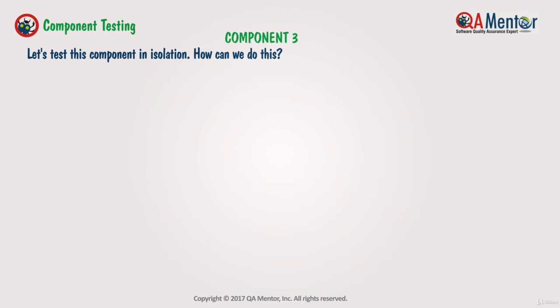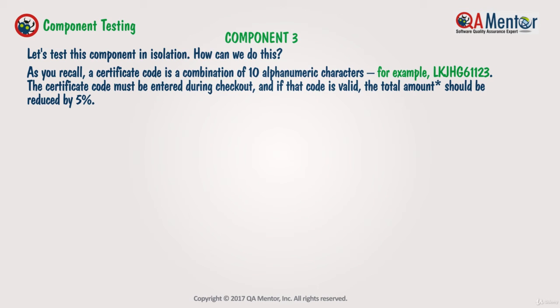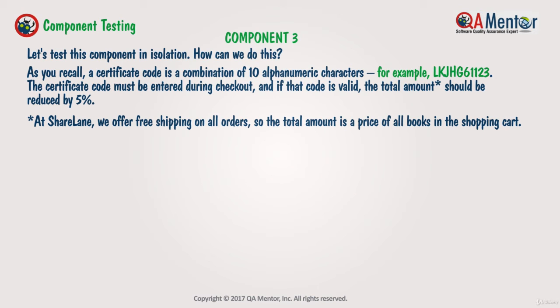Component 3. Let's test this component in isolation. How can we do this? As you recall, a certificate code is a combination of 10 alphanumeric characters. The certificate code must be entered during checkout, and if that code is valid, the total amount should be reduced by 5%. At ShareLane, we offer free shipping on all orders, so the total amount is a price of all books in the shopping cart.